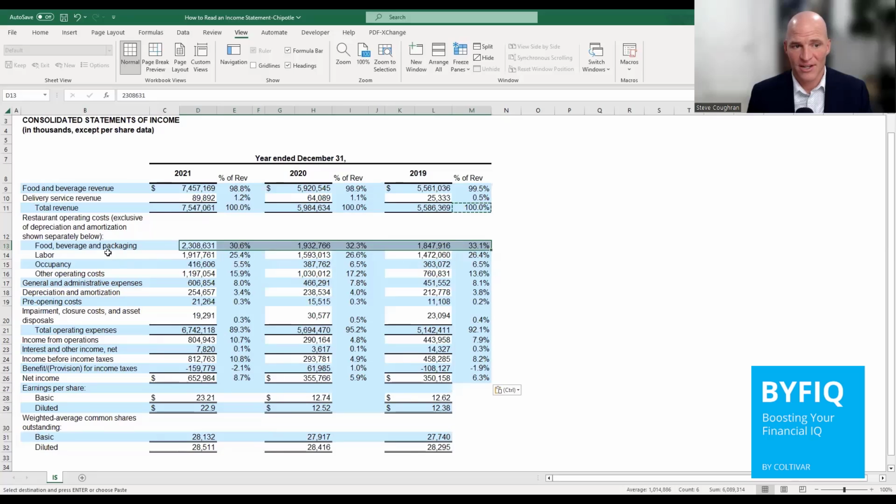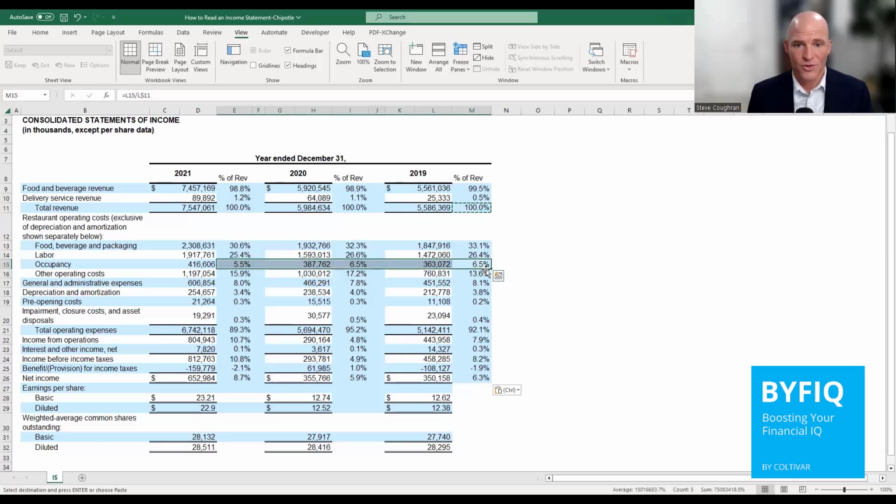So for food, beverage, and packaging costs, you see in 2019 is 33% of revenue, which means that every single dollar that came into the business, 33 cents went to food, beverage, and packaging costs. Now, the business has been able to improve their performance, and that cost has been lowered by 2.5 cents roughly here from 33.1 to 30.6. So good job, Chipotle. Their labor cost has also been trending down as a percentage of revenue.